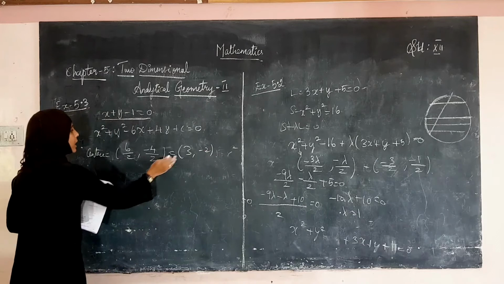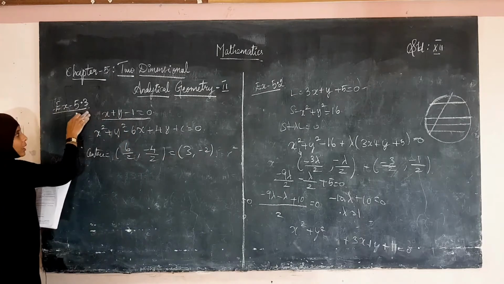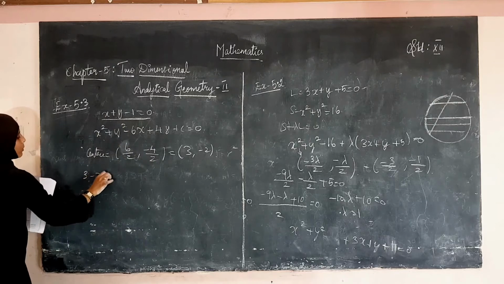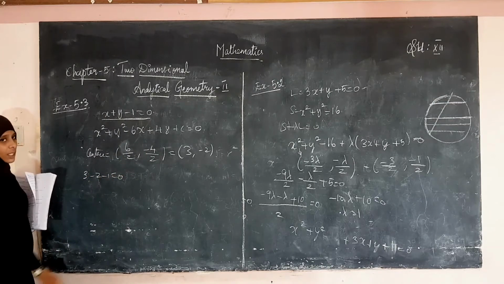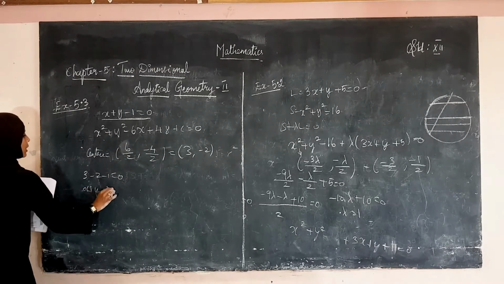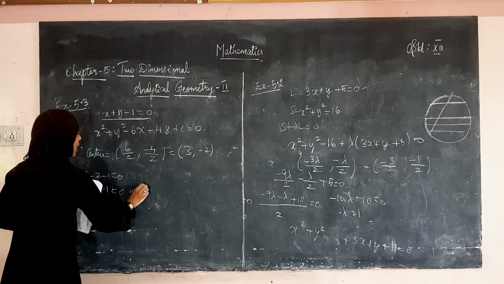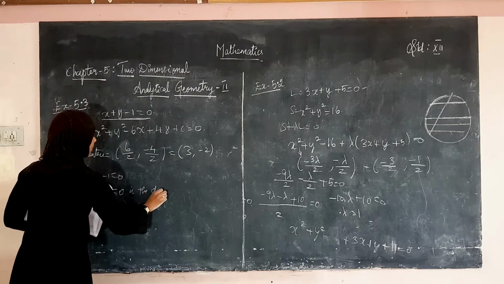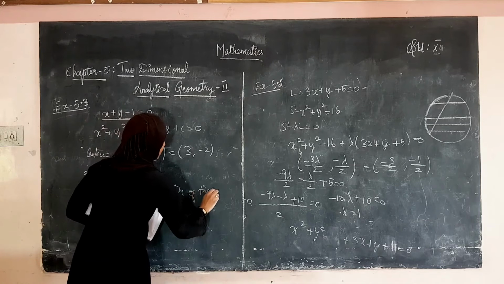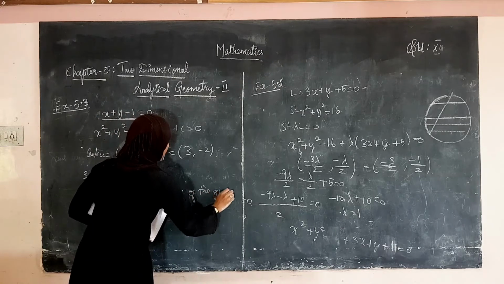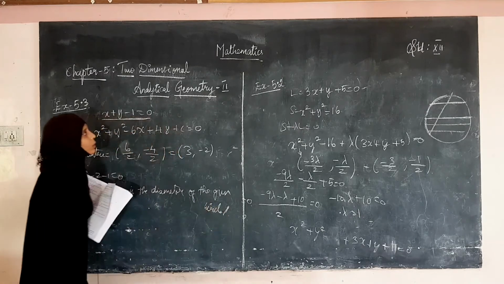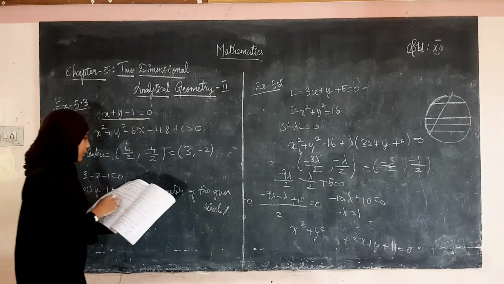You have to prove whether this lies on this line. So how can I substitute this? 3 minus 2 minus 1 is equal to 0, right? 3 minus 3 is 0. Therefore x plus y minus 1 equal to 0 is the diameter of the given circle. Hence proved. Now the next sum.